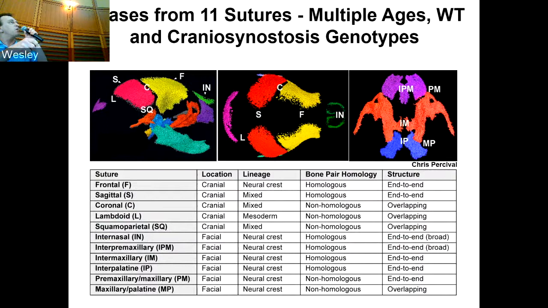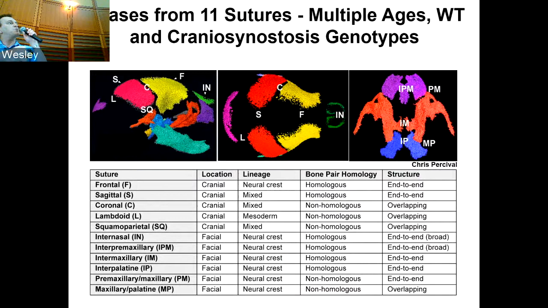There are various cranial sutures shown either in the side view or in the top view, such as the frontal, the sagittal, coronal, and lambdoid. And various facial or palatal sutures, including the internasal, interpremaxillary, intermaxillary, etc. These sutures also vary in ways that may involve differential gene expression, such as whether they're cranial or facial, which often involves whether they're derived from neural crest or from mesoderm, or actually mixed lineages within the suture.